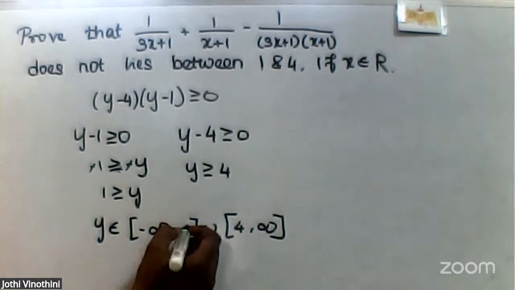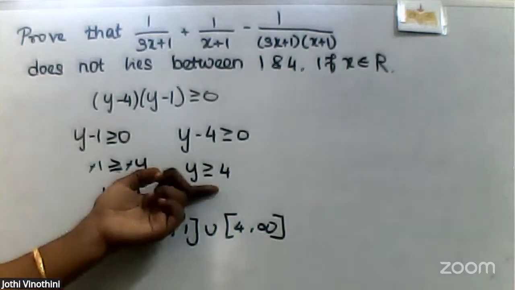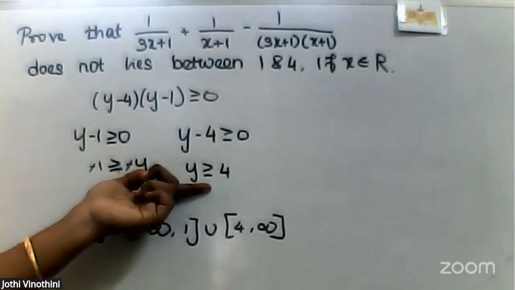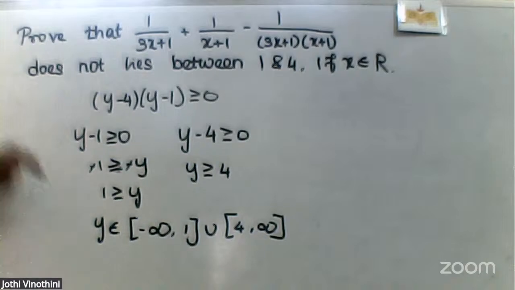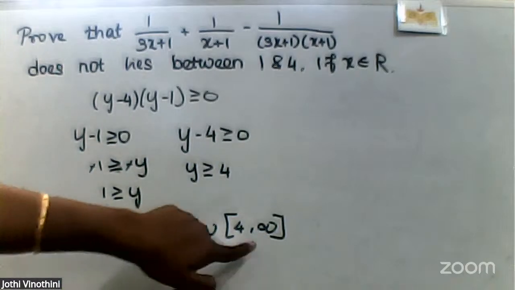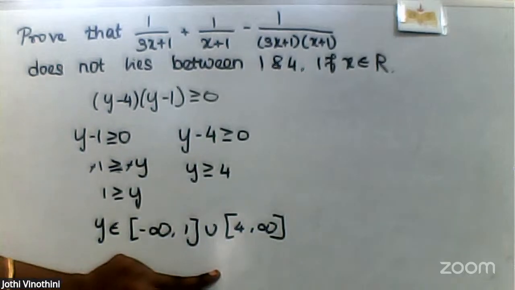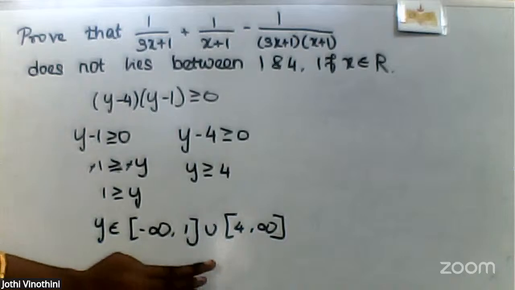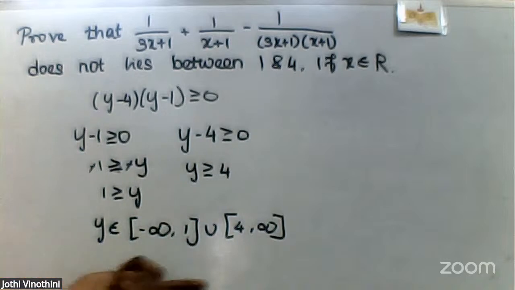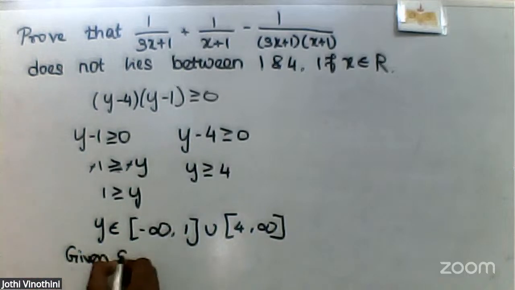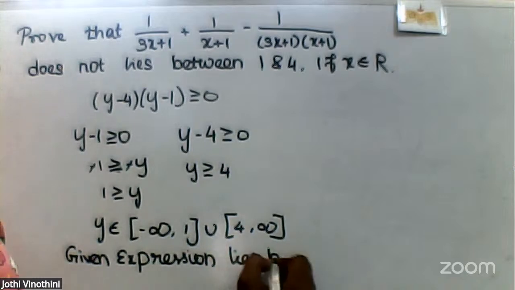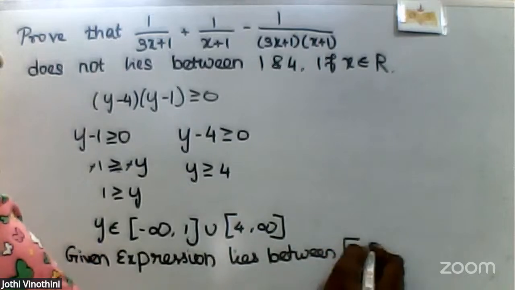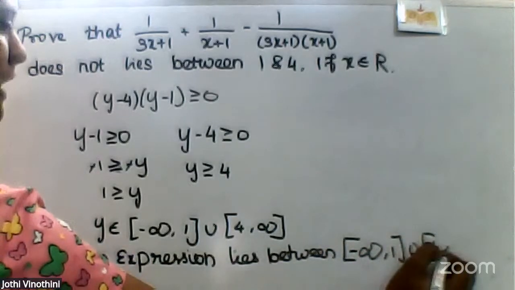So it must be minus infinity to 1. And here we get y is greater than or equal to 4, right? So what are the possibilities? 4 to infinity, right? So we find y lies between minus infinity and 1 union 4 and infinity. So from this we find the range of y. So what is y? y is the given expression. So we can say the given expression lies between minus infinity and 1, union 4 and infinity.